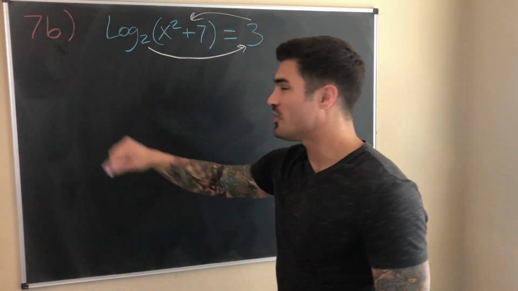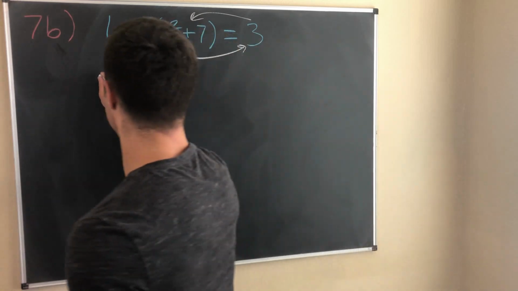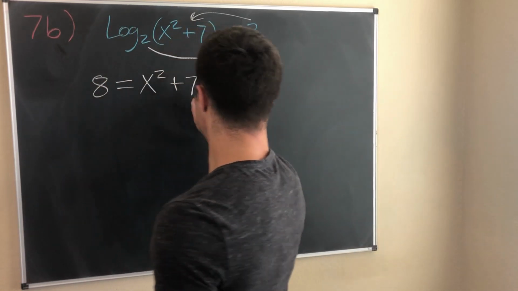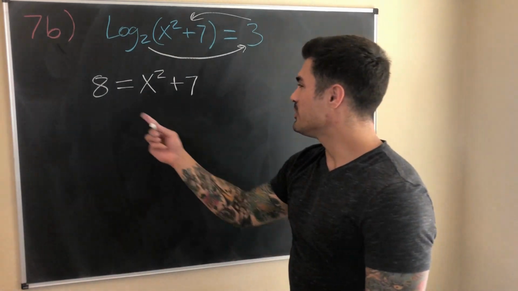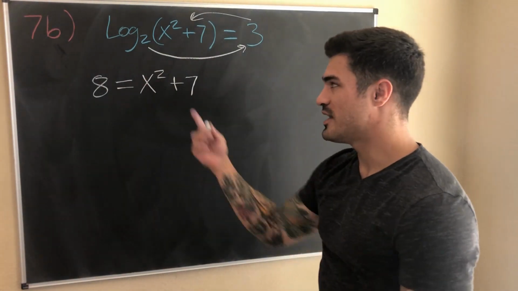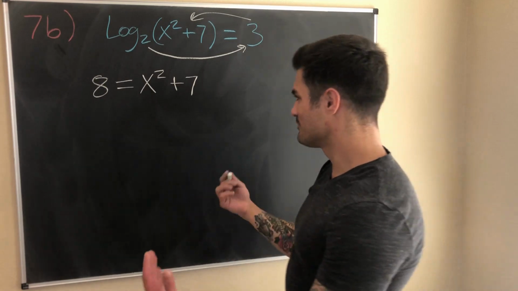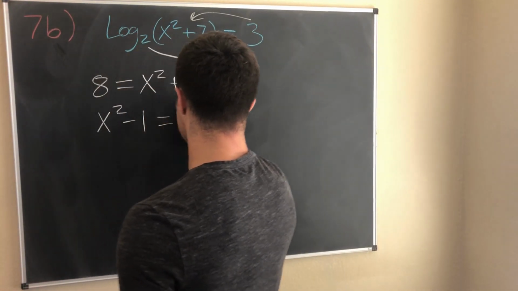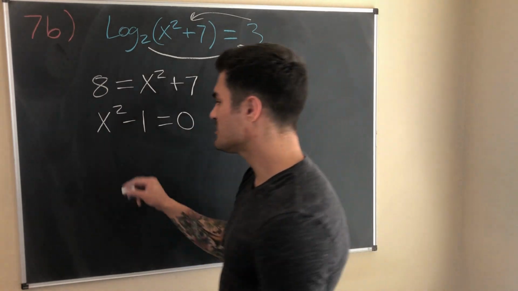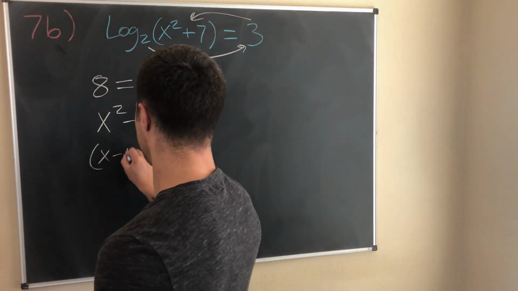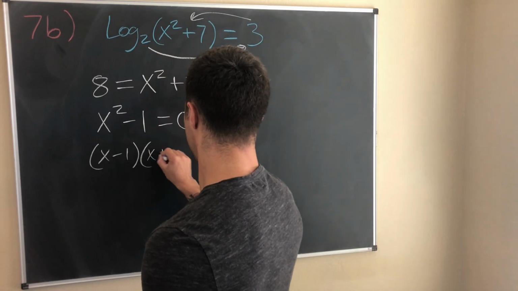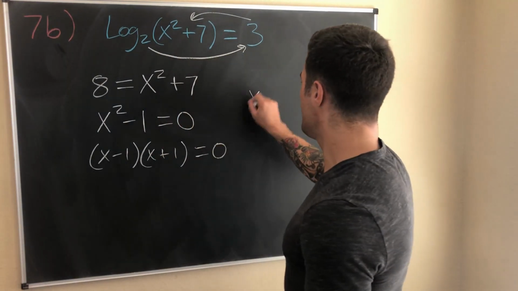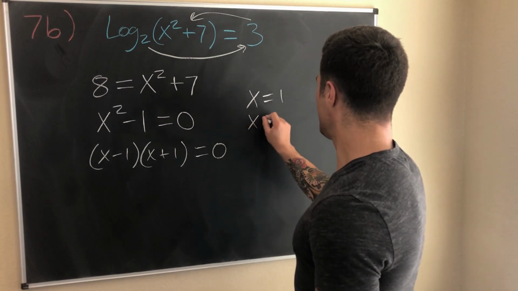You'll get 2 to the third, which is 8, equals x squared plus 7. You should get to that, right? Now what do? Well, subtract 8 from both sides, right? Quadratic, get 0 on one side. So we have x squared minus 1 equals 0. We can factor this into x minus 1, x plus 1. And that means our two solutions are x equals 1 and x equals negative 1.